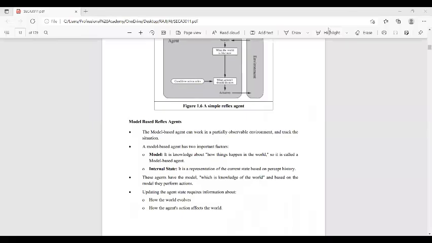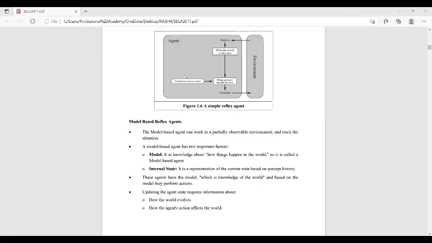The next type is the model-based reflex agent. This agent works only in a partially observable environment. Look at the diagram above, which is for the simple reflex agent. It gets the current state through a sensor, which is what the world is like now. Using the current state, it has a condition-action rule: if the current state is like this, then what will be my action? Based on that, it produces an action, and that action changes the environment through the actuators. So that is called a simple reflex agent.